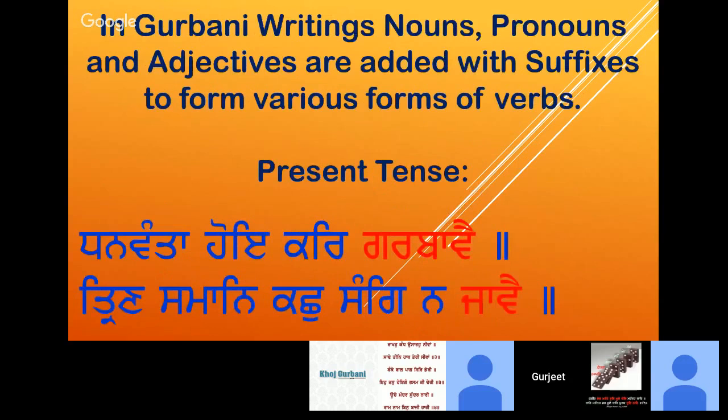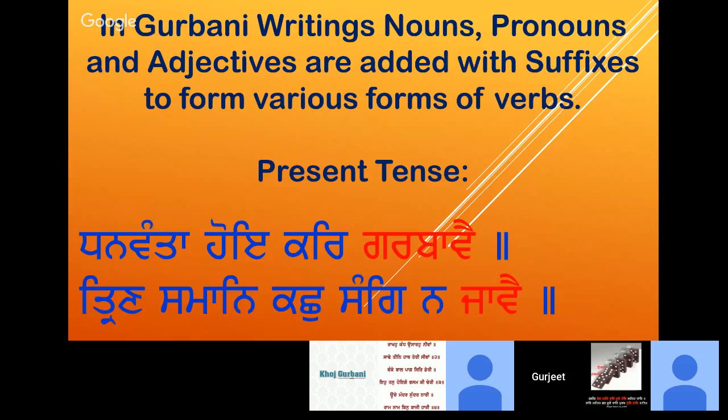All right. Let's start with some examples on present, future, and past tense. There is a way in Gurbani that we add a suffix to either a noun, pronoun, or an adjective from a verb, and we make it a tense. Like in the present tense, in Sukhmani they say Tanvanta hoy kya garbhave. So garbhave has become a present tense. And whenever we read Sukhmani, there is a lot of Bani in this present tense.